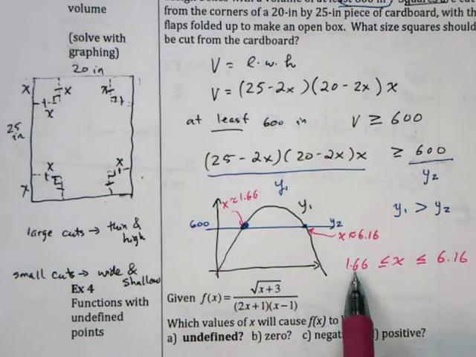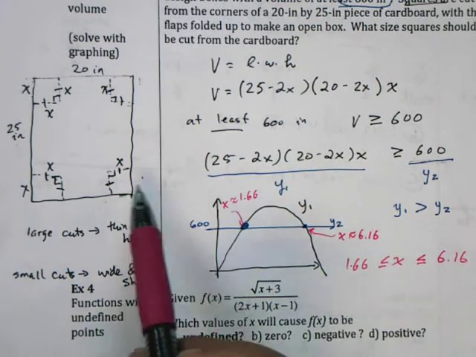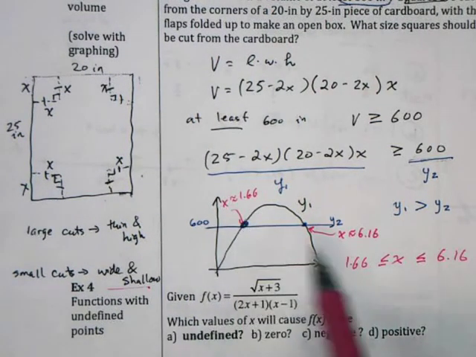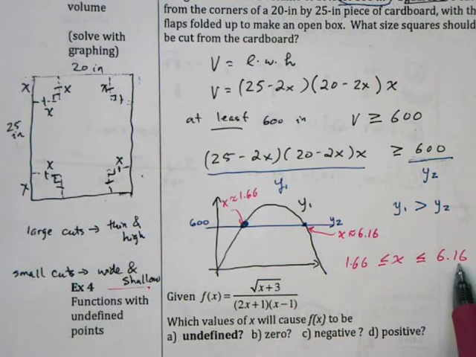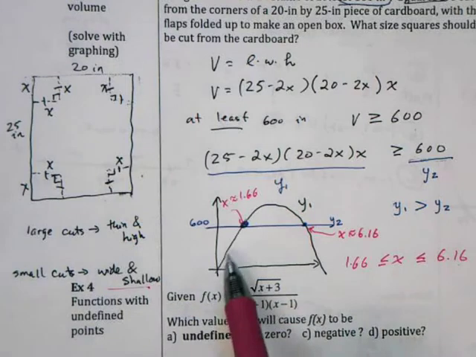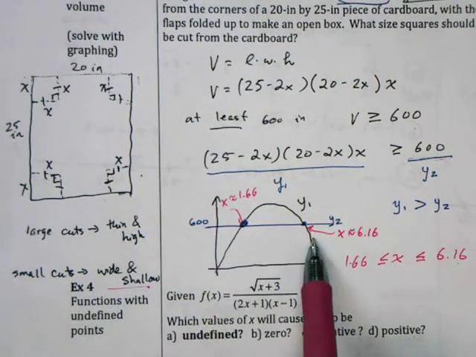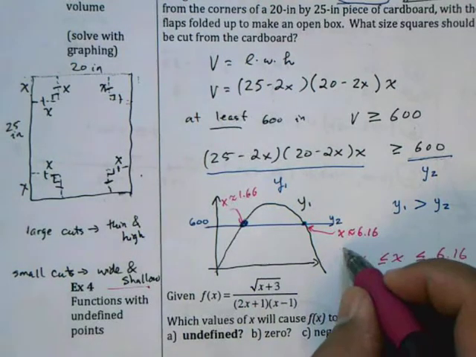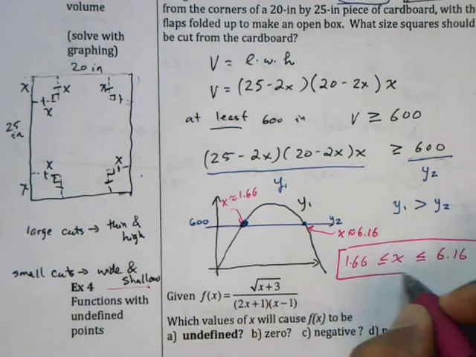So if you make a cut of 1.66, you have a very wide and shallow box that meets the requirement. Or if you make the cut all the way up to 6.16, you have a very high and thin box, but that also meets the requirement. If you make it anything less than this or way too big, then you do not meet the requirements. So this is our final answer.